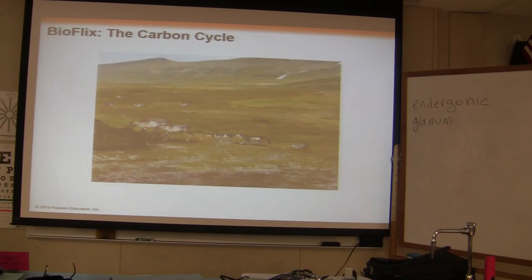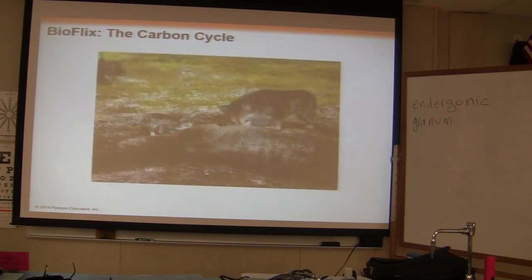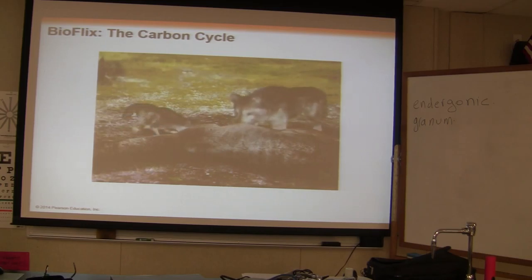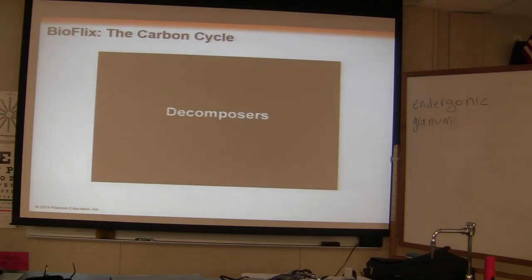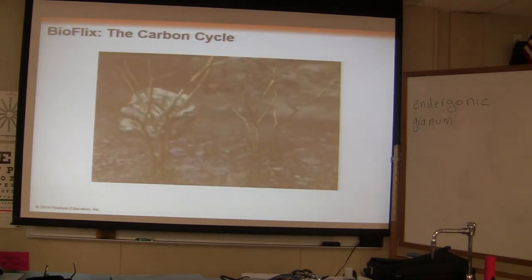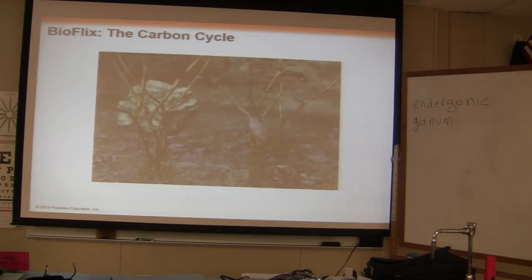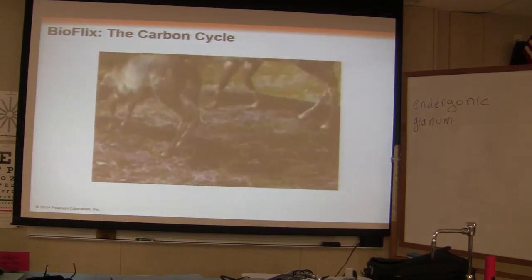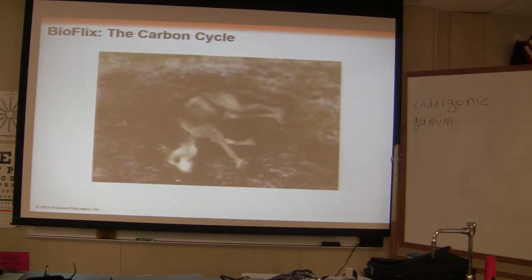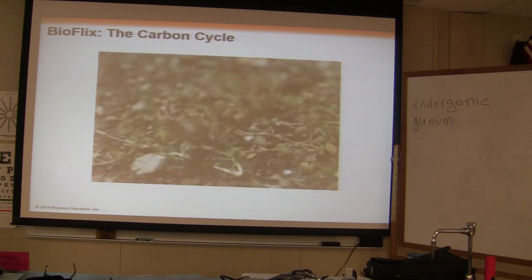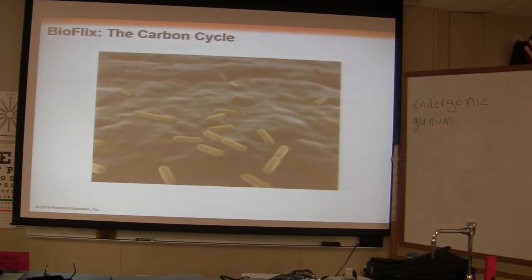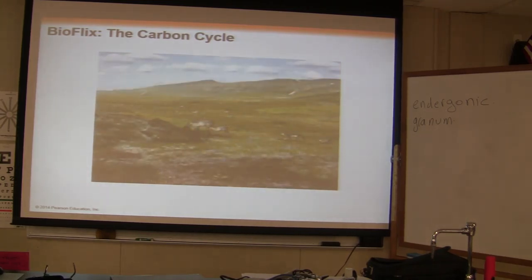Similarly, when a primary consumer is eaten by a higher level consumer, some of the carbon in the primary consumer is incorporated into the higher level consumer. Carbon-containing molecules in dead plant material, animal feces, and dead organisms are taken up by decomposers, such as fungi and bacteria. Decomposers break down these materials and incorporate some of the carbon atoms into their own bodies.